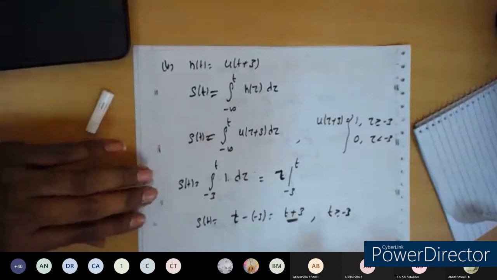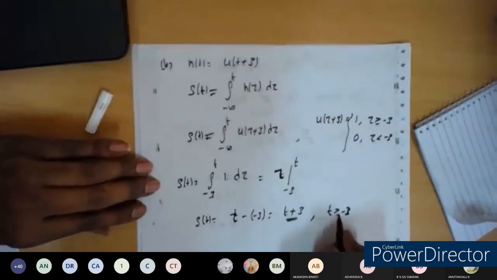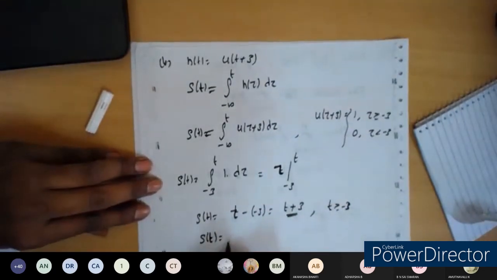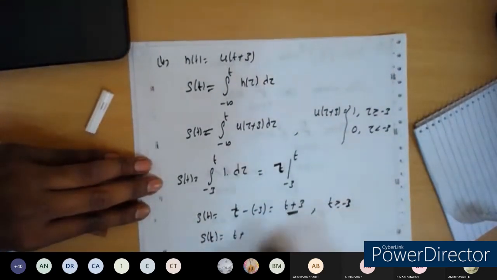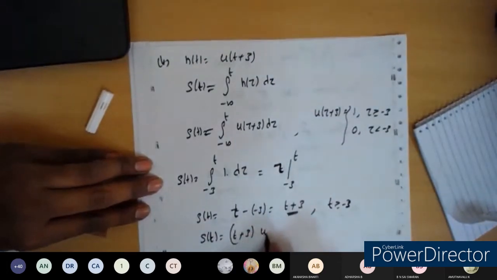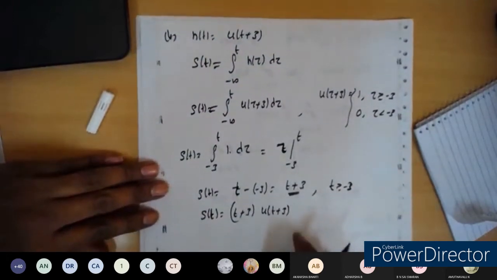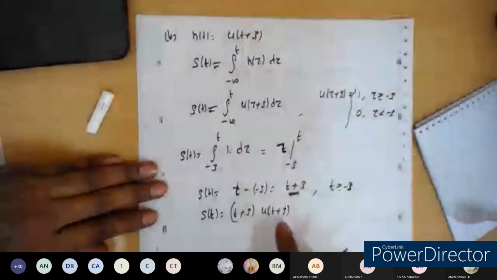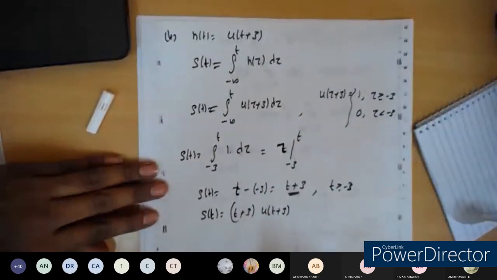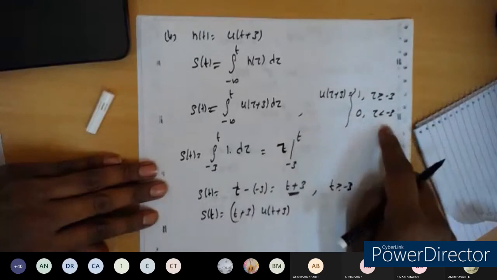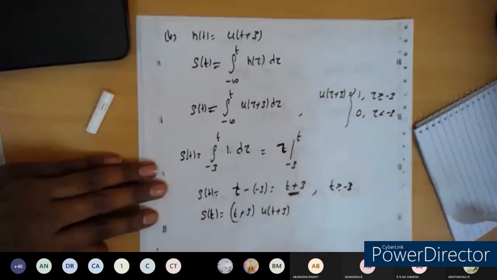I think in the previous problems I forgot to add this condition. Because the value of the step response or the convolution depends on the value of time here, we can write this as t plus 3 into u of t plus 3. Whatever the condition is, the same condition we are going to maintain here, for t greater than or equal to minus 3, because this is having the value 1.